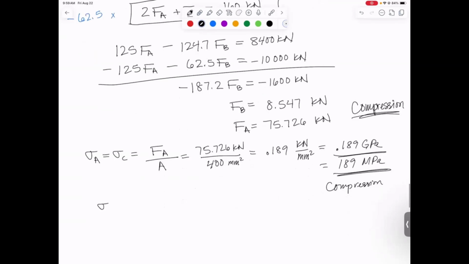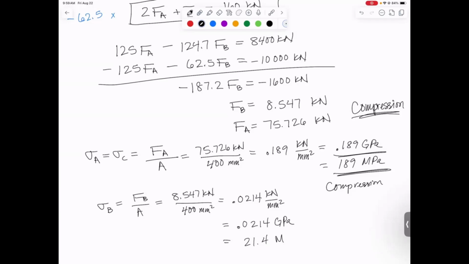What about the other one? Stress in B, it's the force in B divided by the area. So that's 8.547 kilonewtons. And that area is also 400 millimeters squared. This one comes out to be 0.0214 kilonewtons per millimeter squared, which is 0.0214 GPa or 21.4 megapascals, also in compression.